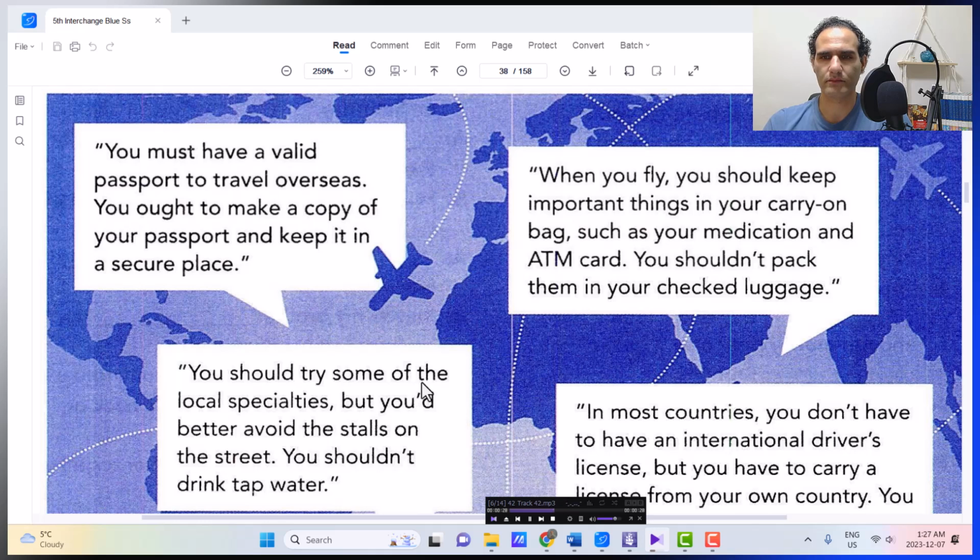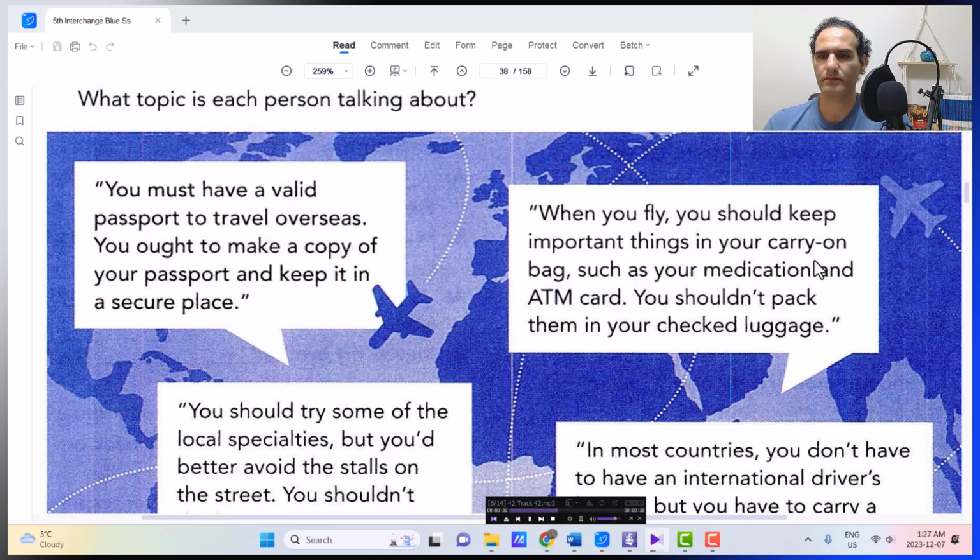When you fly, you should keep important things in your carry-on bag, such as your medication and ATM card. You shouldn't pack them in your checked luggage.